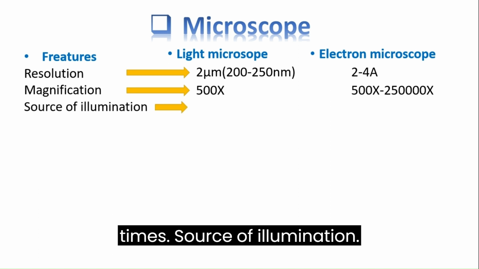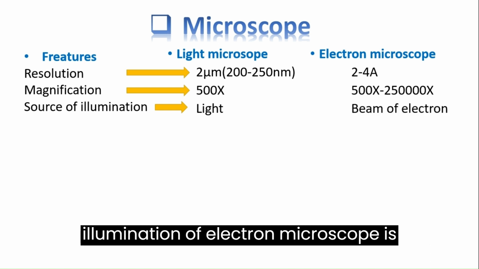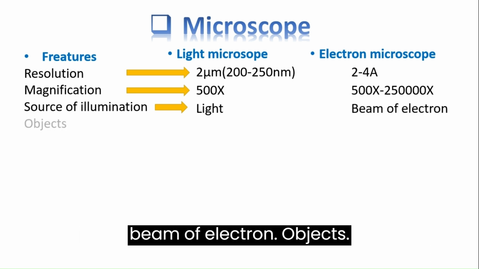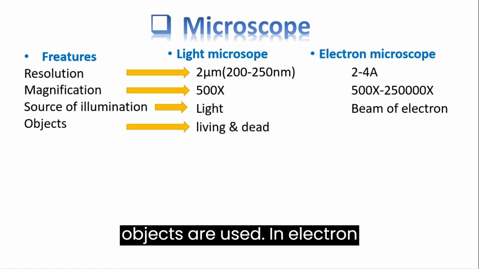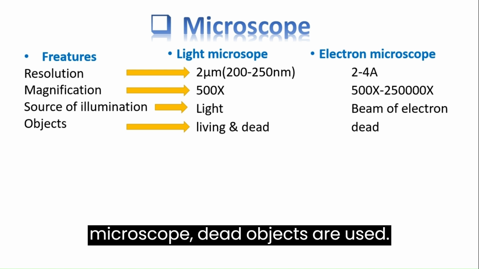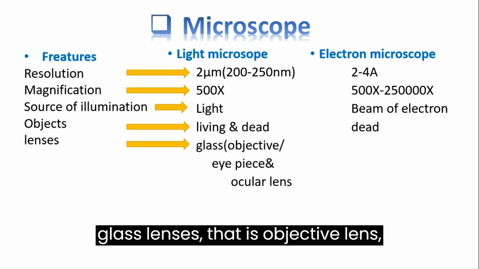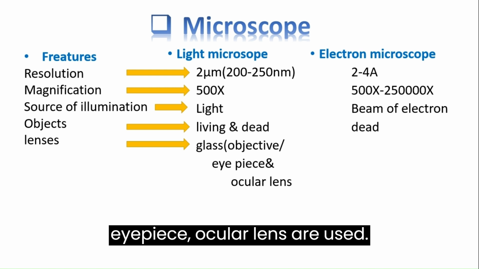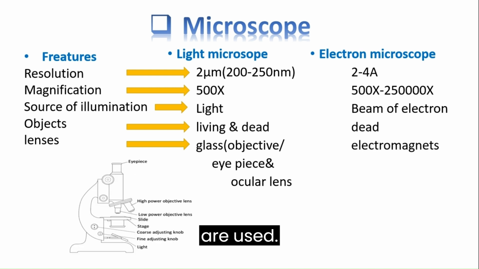Source of illumination. Source of illumination of light microscope is light. Source of illumination of electron microscope is beam of electron. Objects. In light microscope living and dead objects are used. In electron microscope dead objects are used. Lenses. In light microscope glass lenses, that is, objective lens and eyepiece or ocular lens, are used. In electron microscope electromagnets are used.